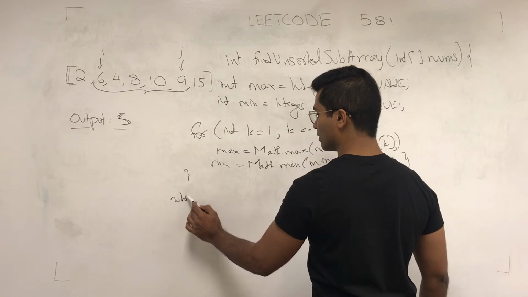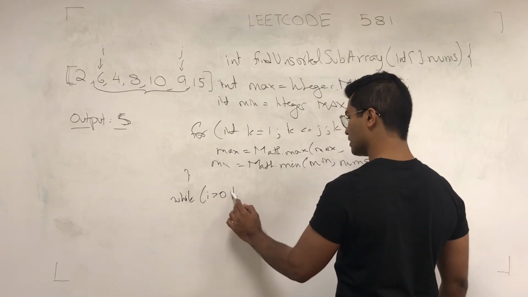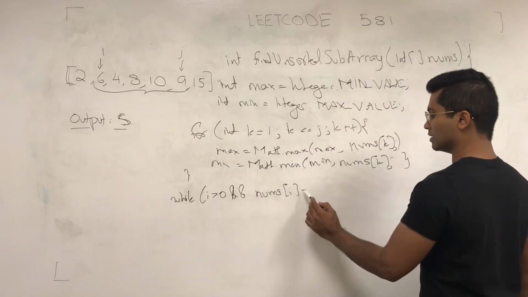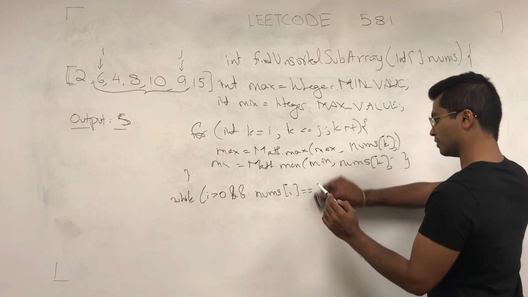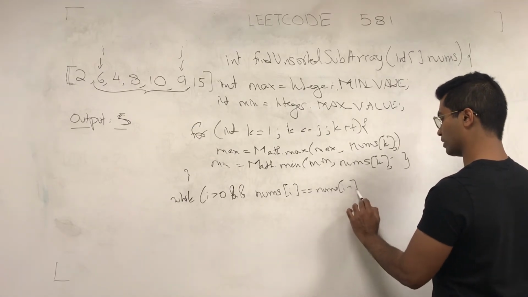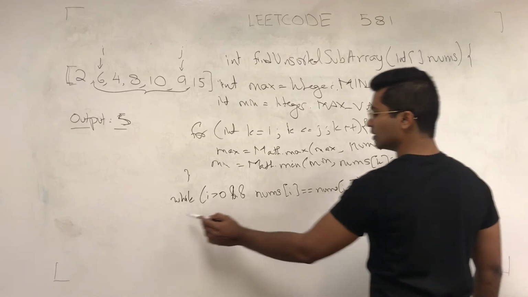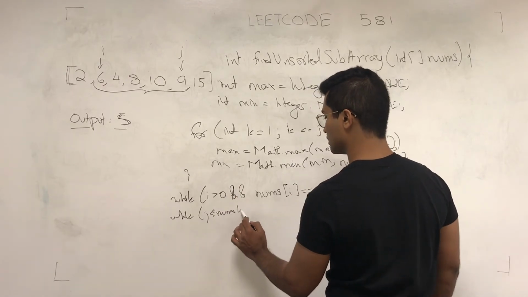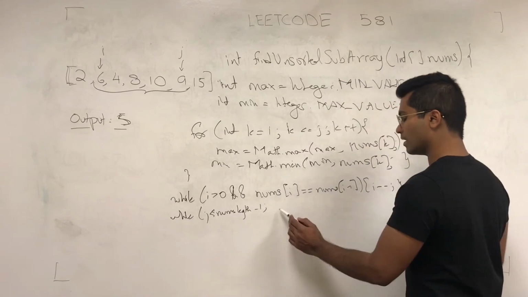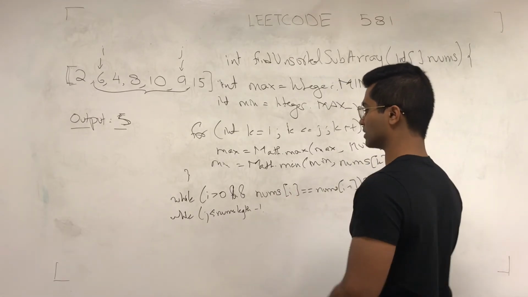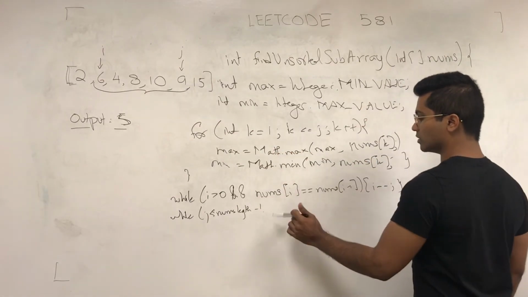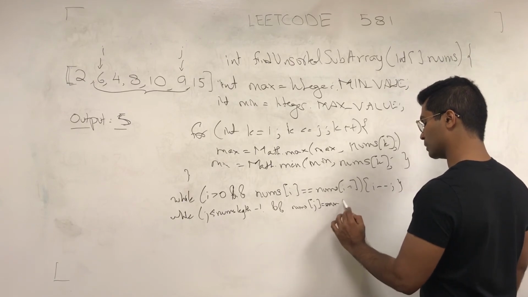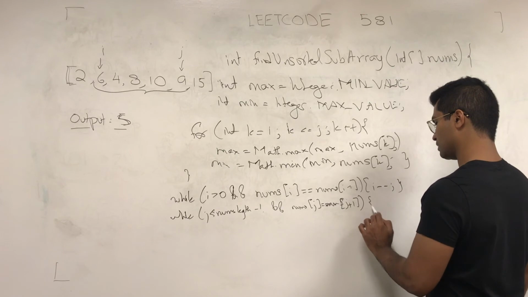So while i is greater than 0 and nums of i is equal to nums of i minus 1, i minus minus, and while j is less than nums.length minus 1. And I think it has to be minus 1 because when we're at the edge, we still want to push out j one more time. And nums of j is equal to nums of j plus 1, j plus plus.